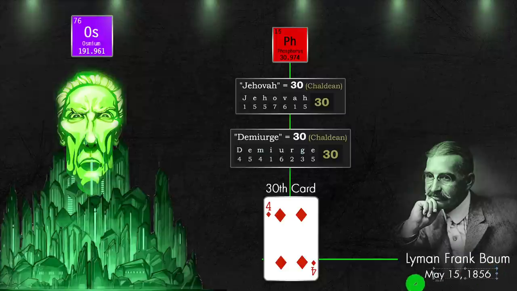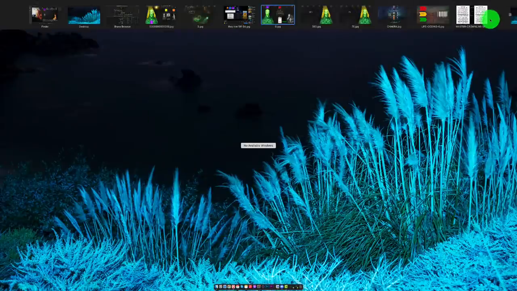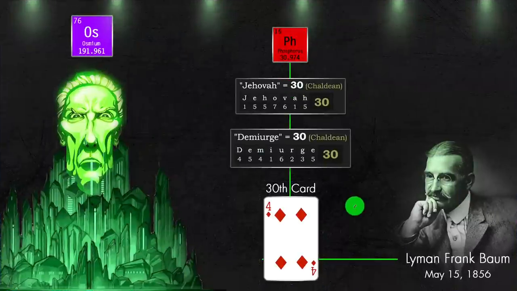This is his birthday. Notice the 15. 47 is the 15th prime number, tied to the Tetragrammaton. Here's his birth card, May 15th, the four of diamonds card. I don't have the boilerplate chart in front of me, but there it is. Most of you should know this now. You should have the boilerplate chart for all the cards.